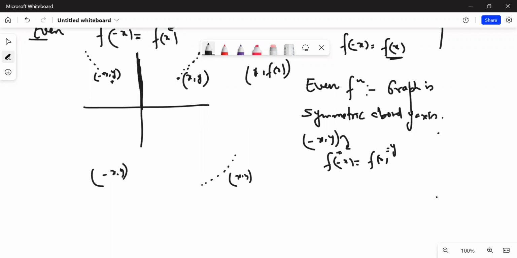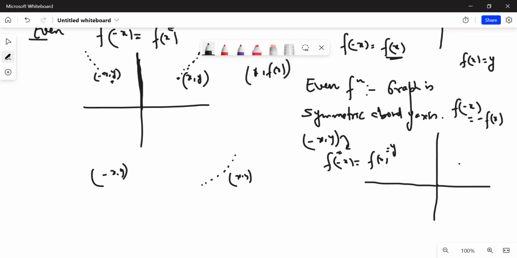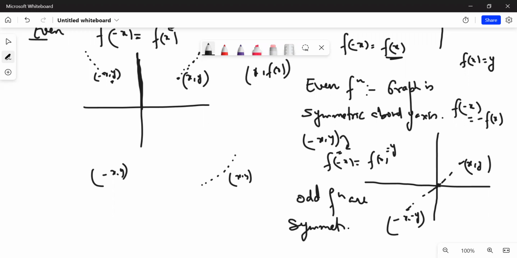Similarly, if you see an odd function, if I'm saying that my function is odd, it implies your f of minus x would be minus f x. So if I write my f of x as y, it implies if I'm saying that my x comma y is there, then minus x comma minus y would be there. So your function would be symmetric about origin. So odd functions are symmetric about origin. ये दो चीजें याद रखो.